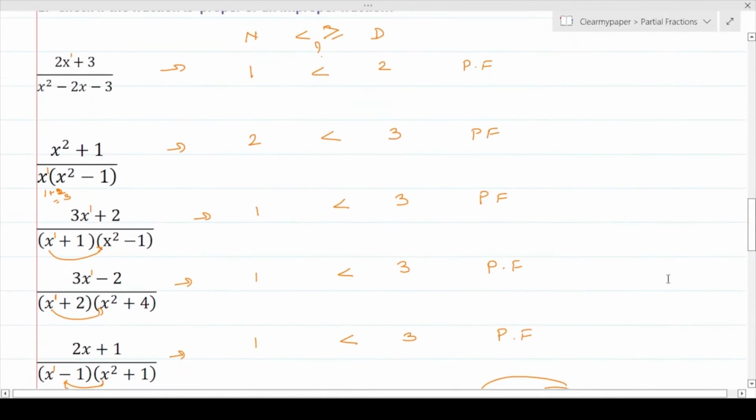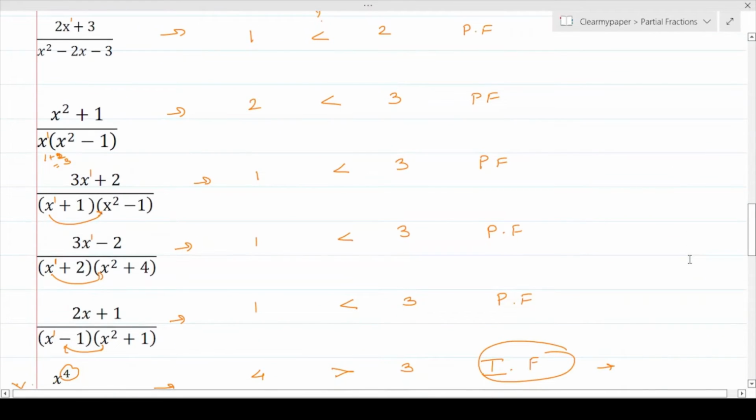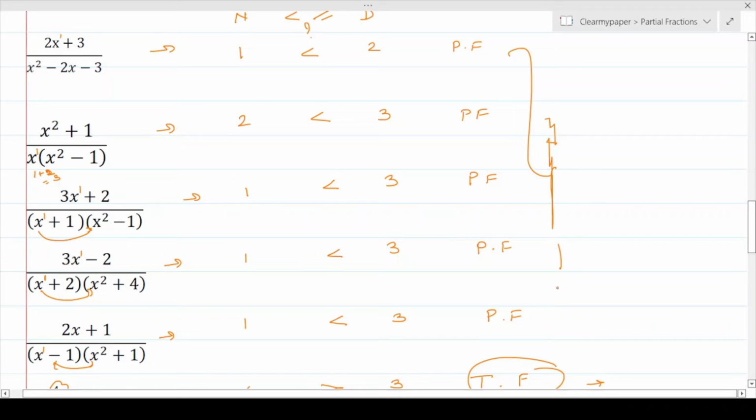Okay, after you check the first step, whether the fraction is proper or improper, let's assume that all our fractions are going to be proper fractions, which is what we have done here. Let's assume that all the expressions we have are only proper fractions, and let's focus on what that means.